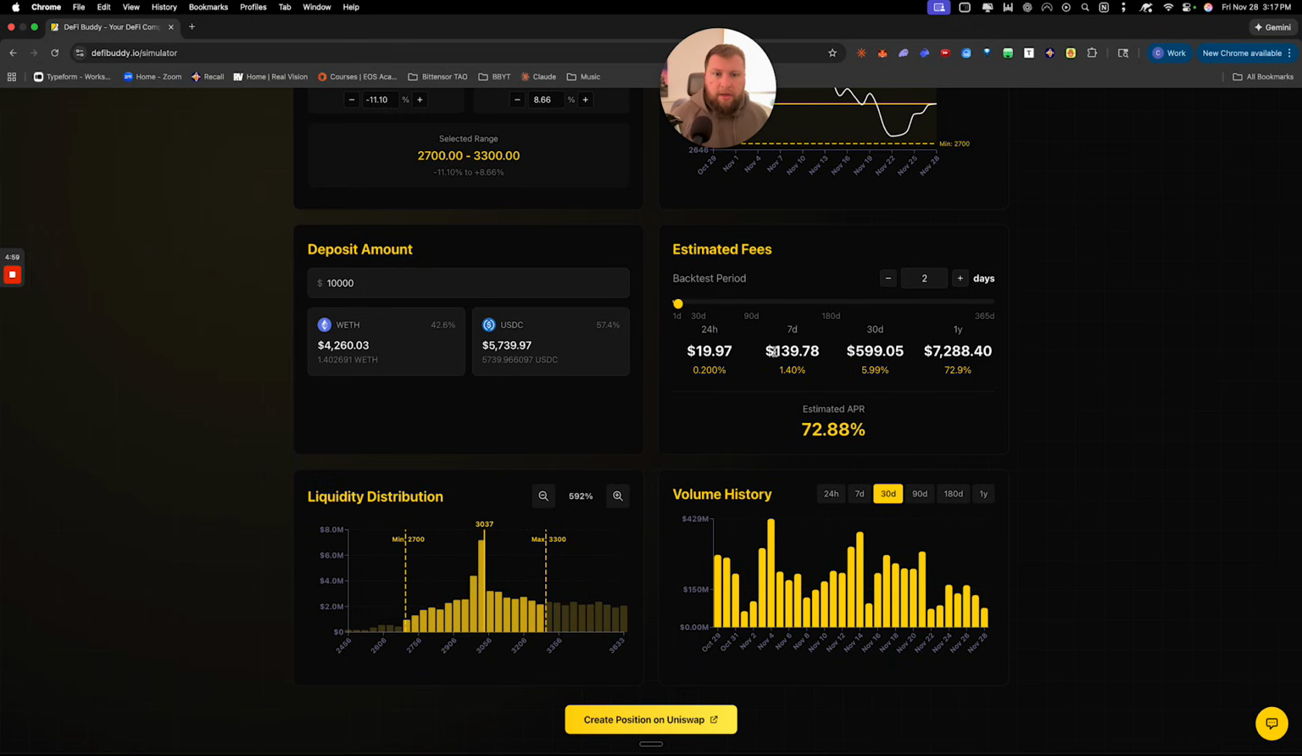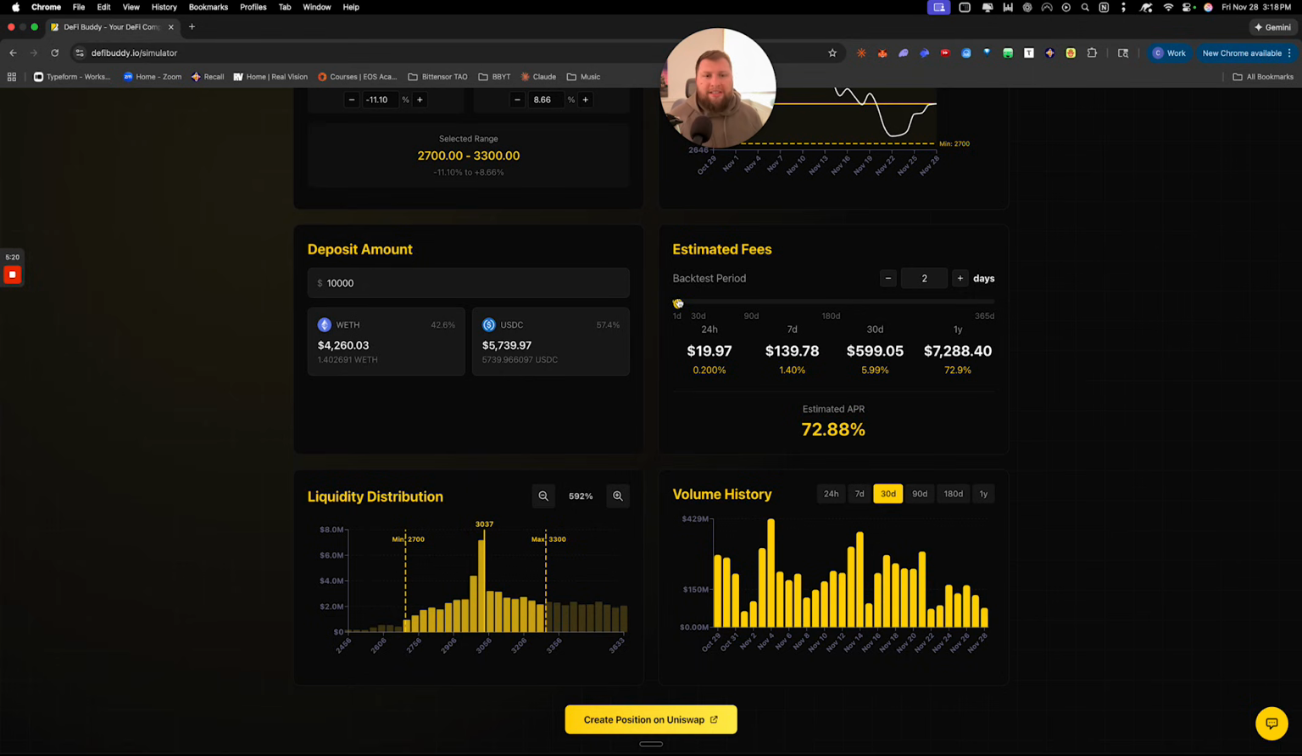Boom, 2 days. So in the last 2 days, it's been around 73% APR, right? So that means in the last 2 days' worth of data, the volume that's been coming through has produced about $20 a day on average on a $10,000 position.